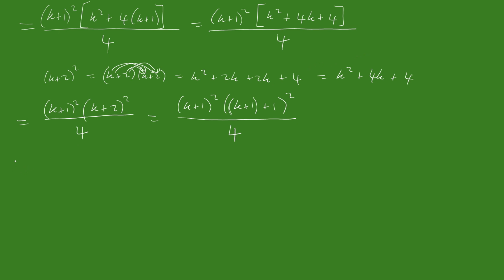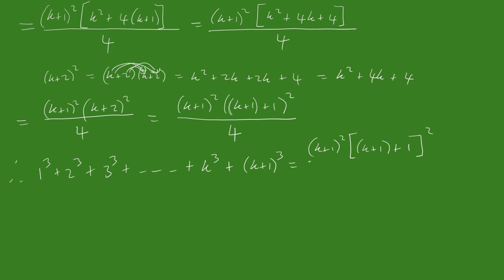So now if we write out our full sequence here, we have 1 cubed plus 2 cubed, our full series, sorry, plus 3 cubed, all the way to k cubed plus the next term, which is (k+1) cubed, and this is equal to (k+1) squared into (k+1+1) squared over 4.